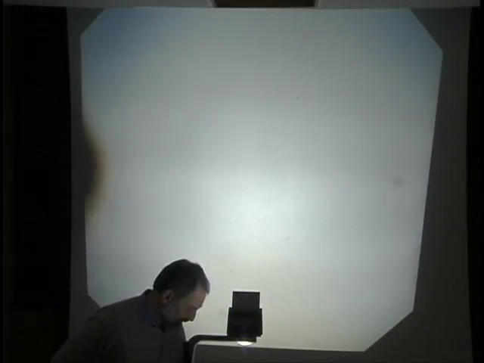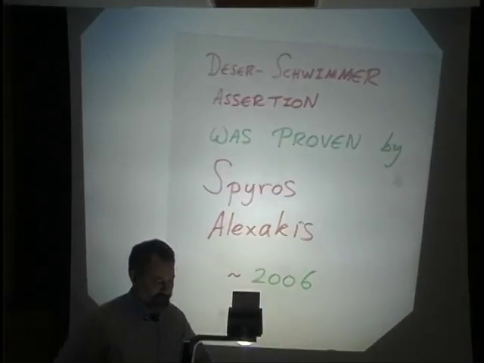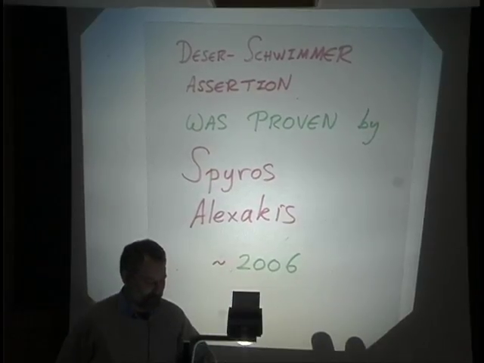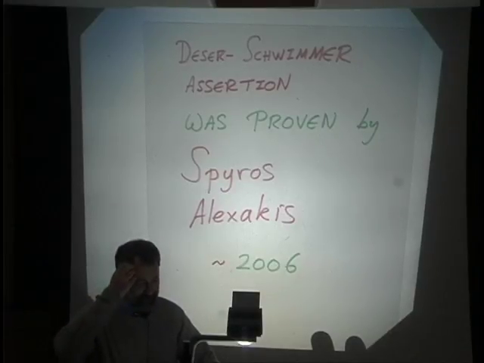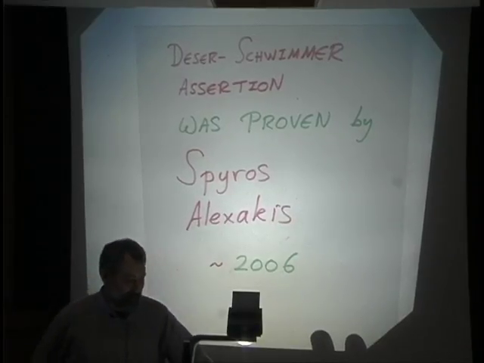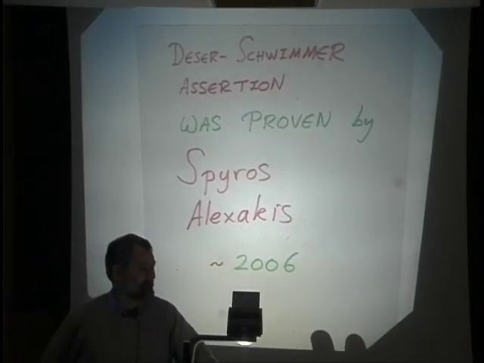Okay. So let me call it then, the Deser-Schwimmer assertion. And the Deser-Schwimmer assertion was proven by Spiros. And let's see, this was a long, long process in which he produced many iterations, and I went through them trying to understand and checking very carefully. And so exactly when this thing was solved is an accounting problem, but let's say it was solved in 2006.